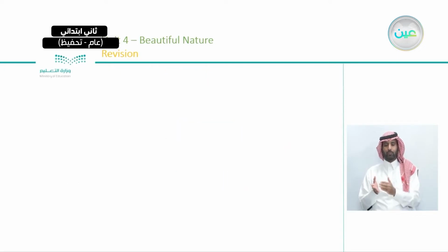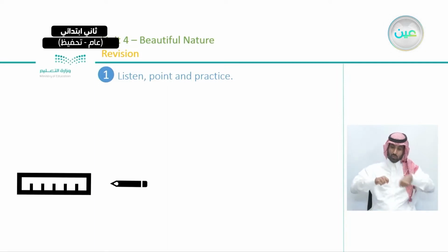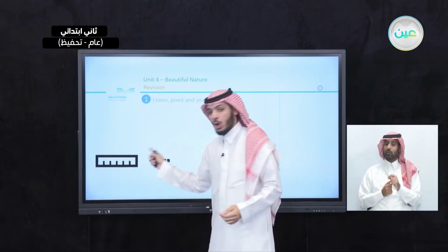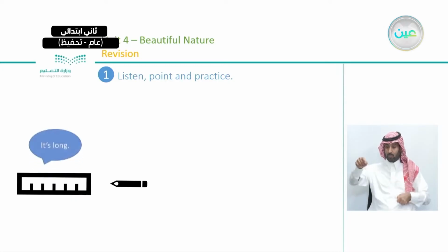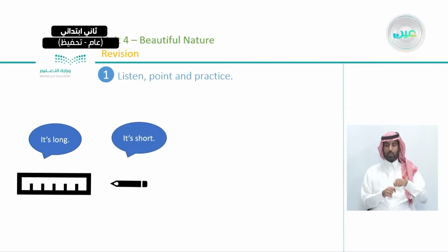Okay. After that, we have number 1, listen, point, and practice. So we have this. This is a ruler. And we have this. What is this? This is a pencil. Excellent. Okay. Which one is long? Is it the ruler or the pencil? Excellent. So the ruler is what? It's long. What about the pencil? It's short. Excellent. So it's long, it's short.